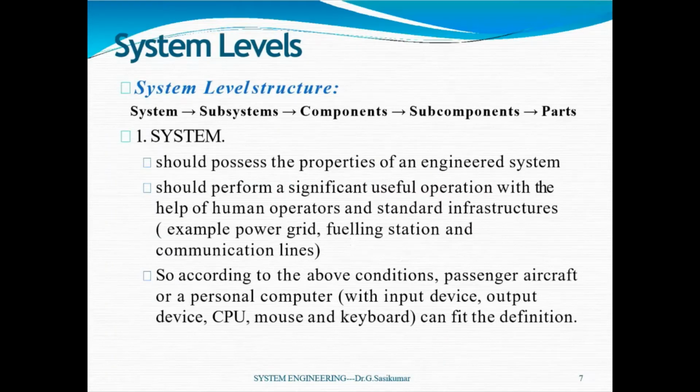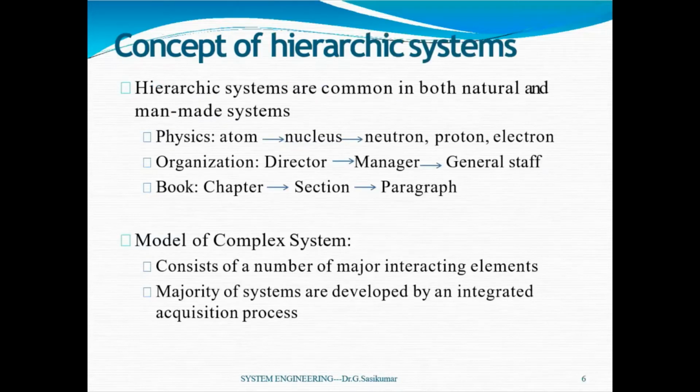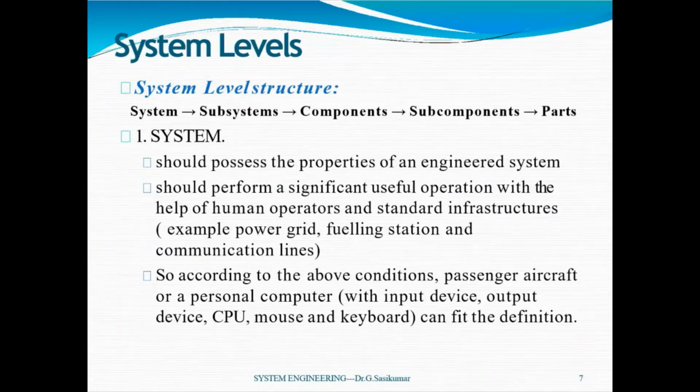So coming to the system level, we have different categories, natural as well as human, that is, man-made systems. But coming to systems engineering from the point of view of a computer science engineer, a system will be taken to the next level, that is, subsystems, components, subcomponents, and parts.